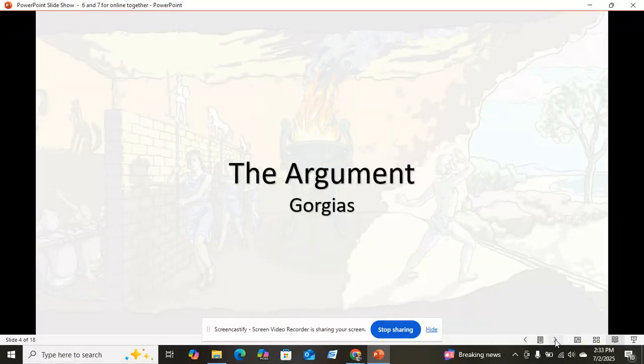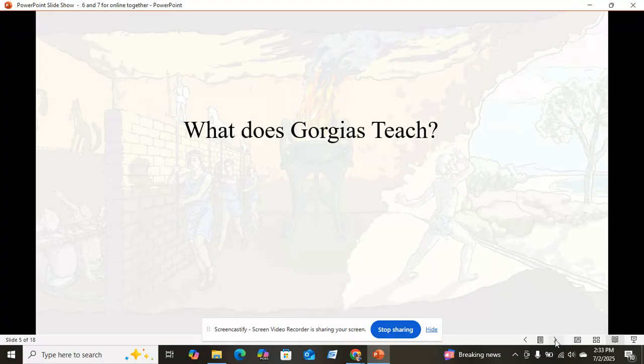So the argument that we find in the Gorgias is rooted in this question of justice, of injustice, of what a just society looks like, what a just society is based upon. Right. So what does Gorgias teach? That's the opening question. And Paulus is like, oh, it's the greatest of arts. It's the most wonderful thing. And Socrates is like, whoa. That's what I'm asking, what is it?